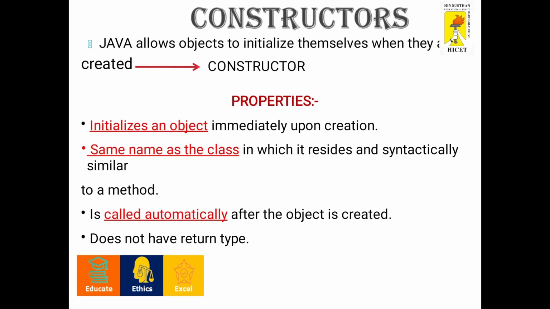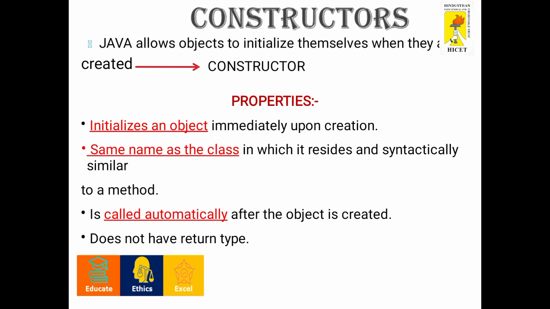The topic is constructors. In Java, a constructor is a block of code similar to a method. It is called when an instance of the class is created. At the time of calling the constructor, memory for the object is allocated in the memory. It is a special type of method which is used to initialize the object.